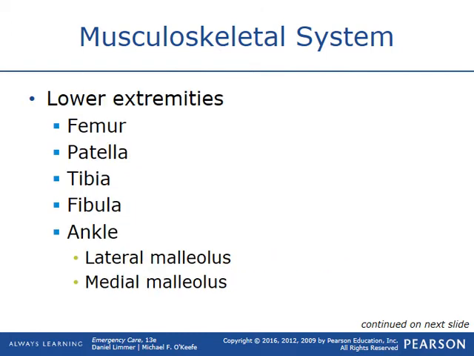Your lower extremities consist of the femur, the patella or the kneecap, the tibia, the fibula, and the ankle. And on the ankle, you've got the lateral malleolus and the medial malleolus. Remember that the medial one will be on the inside of the foot and the lateral one will be on the outside of the foot.